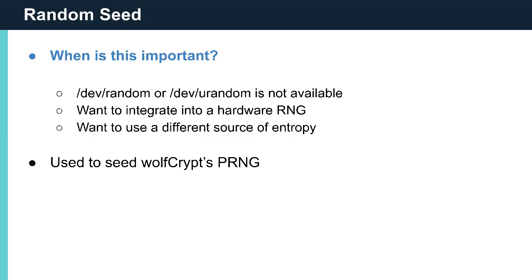What about random entropy? So when is this important? We default to using /dev/random or /dev/urandom to seed our DRBG or PRNG with random entropy. If those aren't available, this is something you need to think about. If you want to integrate a hardware-based TRNG, or if you just want to use a different source of entropy than /dev/random or /dev/urandom.